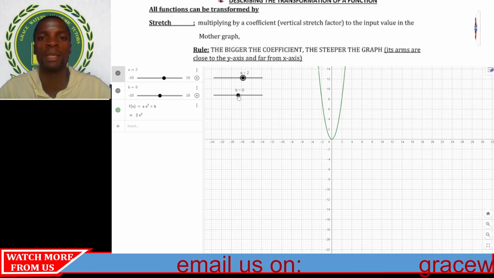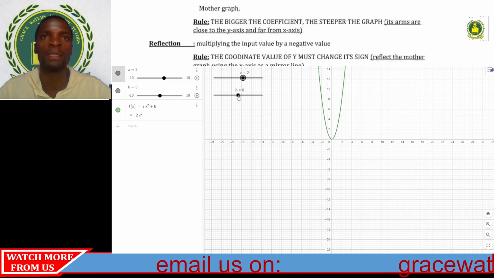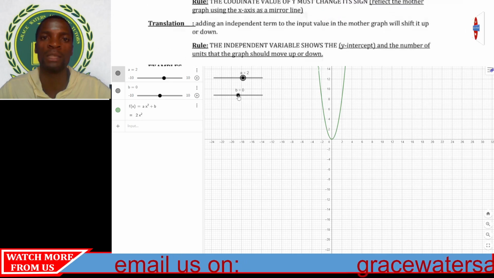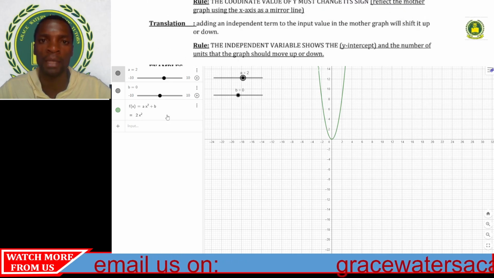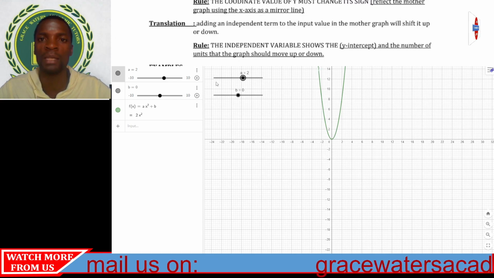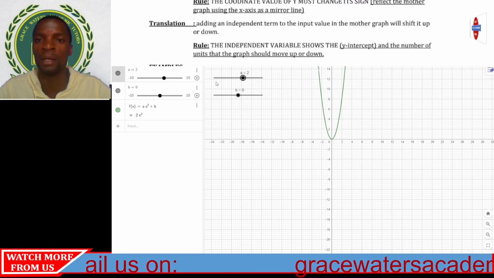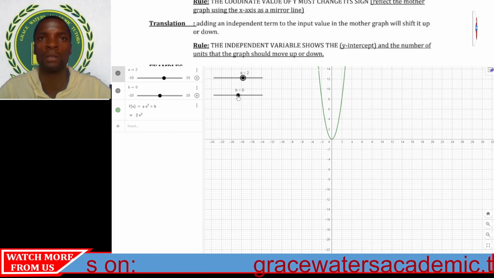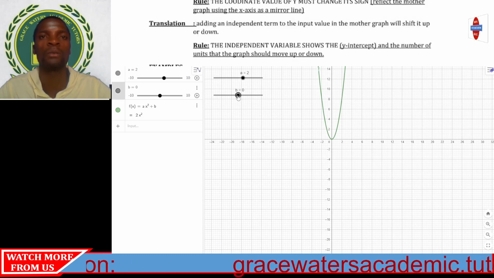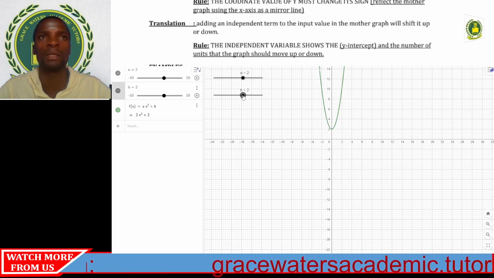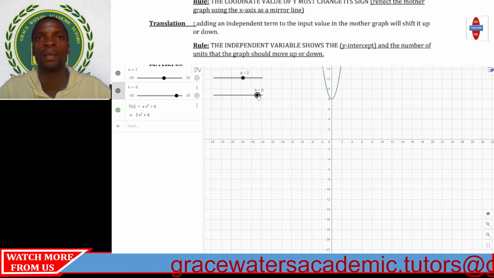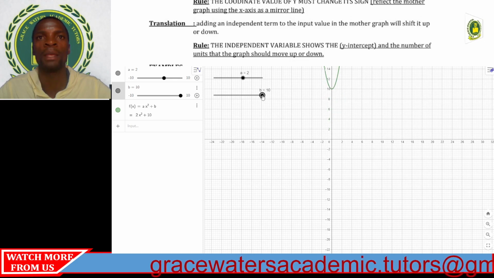Now let us look at the changes when we shift b. We said that when we are increasing the value of b, that's what you call translation. Adding an independent term to the input value in the mother graph will shift it up or down. When you move to the right, we are increasing. The graph is moving up and it is going up and up.